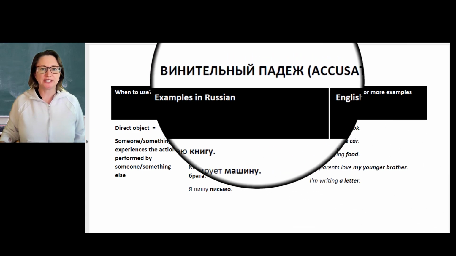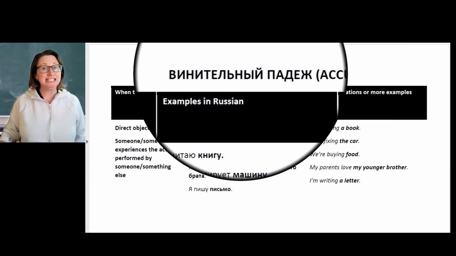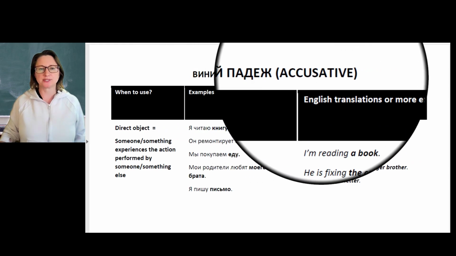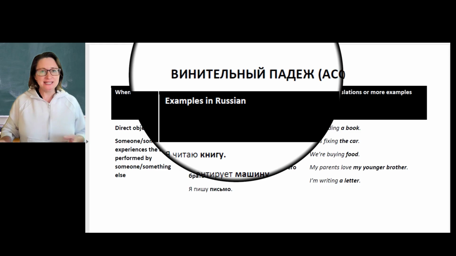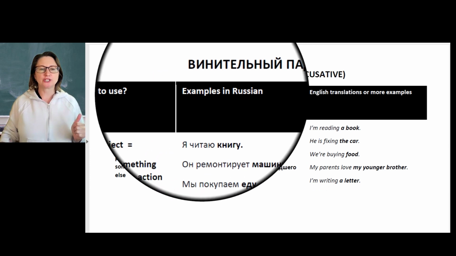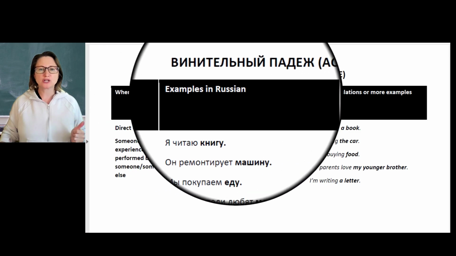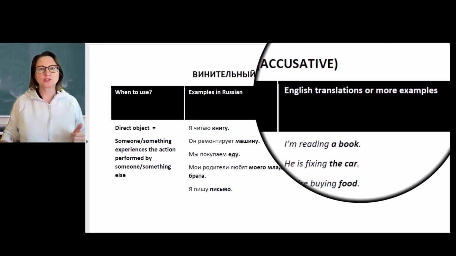Okay, so here is our chart, and today we're working with винительный падеж. Винительный падеж or accusative. And винить, the verb винить, means to accuse somebody. So whoever we accuse is being accused and is the direct object of the accusations. So as always, we will look at the contexts, we will look at the examples in Russian, and we'll look at English translations or more examples or more information.